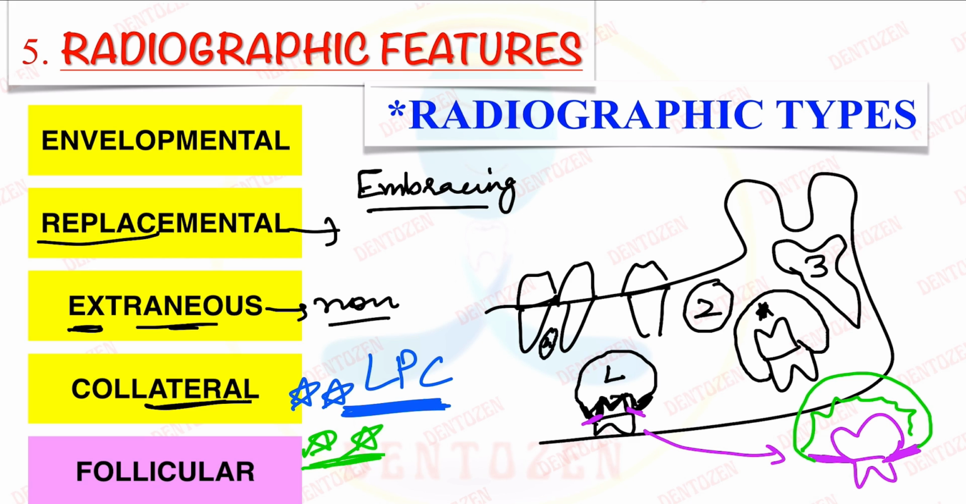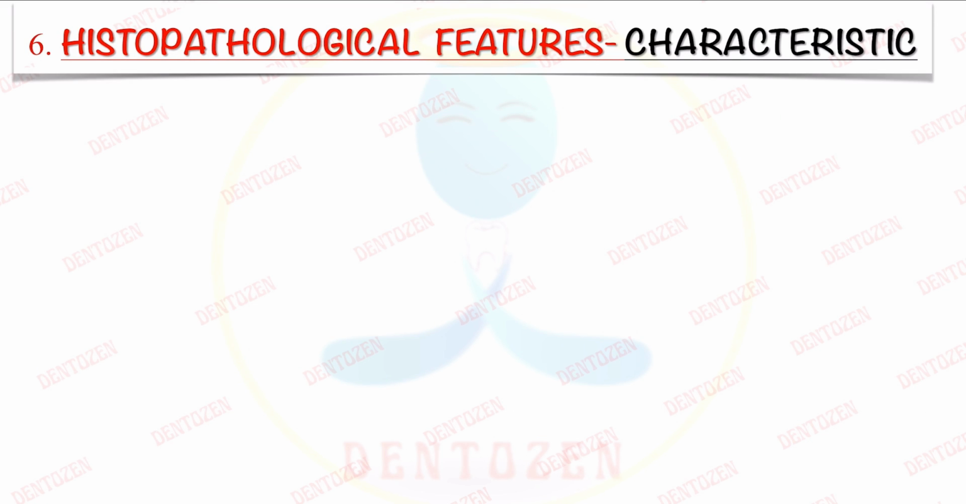So follicular type is when the enlarging OKC involves the follicle of the unerupted tooth and its epithelium gets fused with the reduced enamel epithelium of the follicle. Now coming to the histopath, we do not receive intact OKC. What we receive is multiple pieces and the epithelial lining is usually folded.